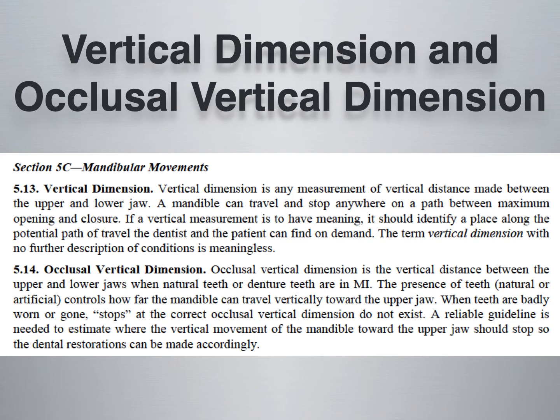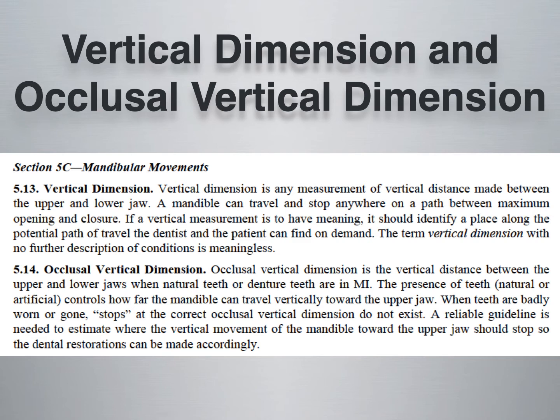What we're really looking for when we are restoring a fully edentulous patient is occlusal vertical dimension. And we've talked about this term before. The acronym commonly used for this is VDO. Okay? So as the Air Force defines it, occlusal vertical dimension is the vertical distance between the upper and lower jaws when natural teeth or denture teeth are in MI. MI standing for maximum intercuspation, meaning teeth in the most possible contact between one another as possible.